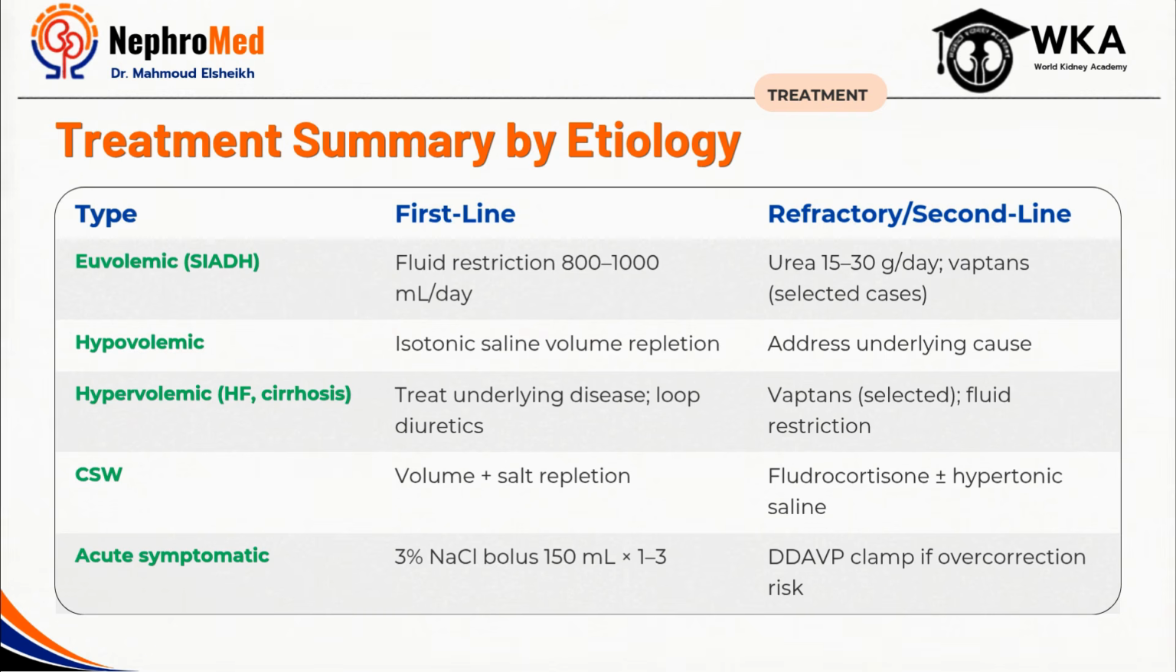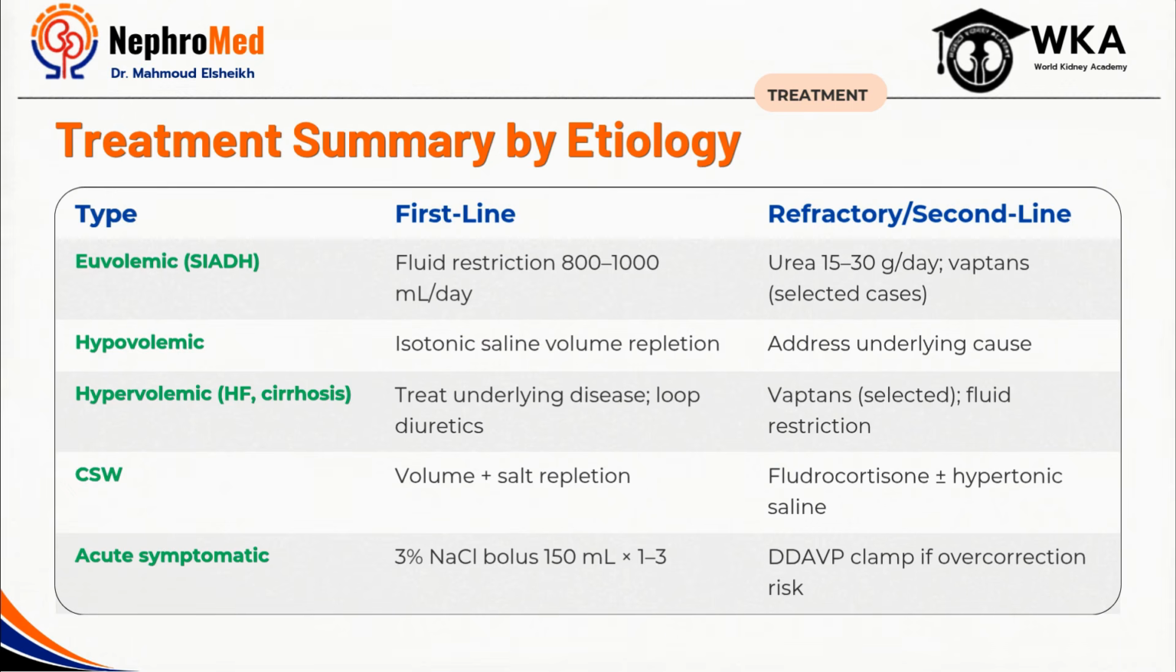with euvolemic hyponatremia, especially SIADH. The cornerstone of first-line therapy remains fluid restriction, typically around 800 to 1 liters per day. If patients fail to respond, second-line options include oral urea, which is increasingly favored because of its safety profile and predictable correction profiles, while vaptans are generally reserved for carefully selected cases.